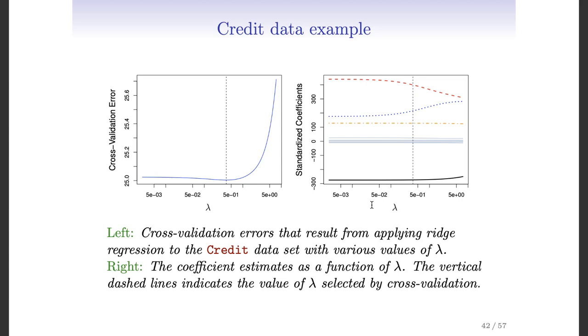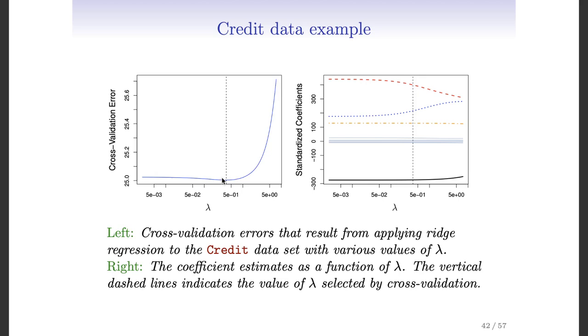Let's see the credit data example. Okay, this is done by ridge regression. And here I have the cross-validation error. This is estimated, I had a look at the book, by leave-one-out cross-validation, if I remember correctly. And you can see that as you increase lambda, this is quite flat, but there is a decrease. At some point you get a minimum, and then the estimate of the cross-validation error goes up. So the best choice seems to be this one.